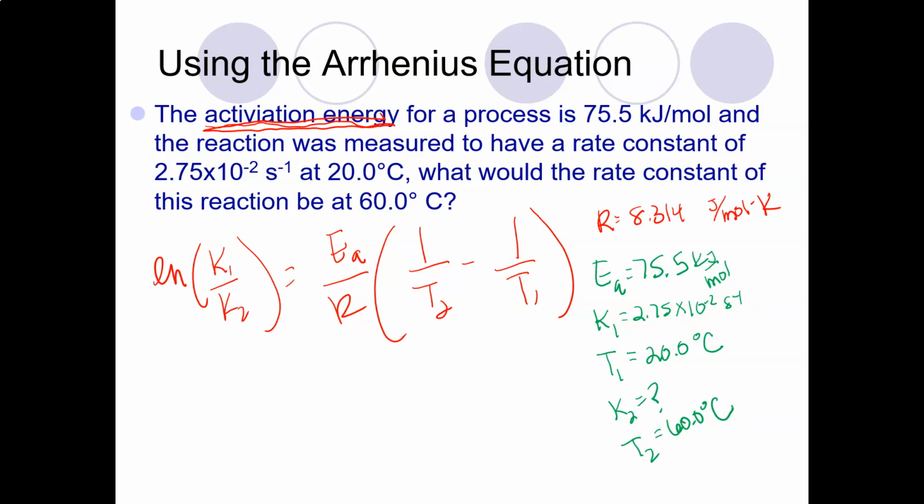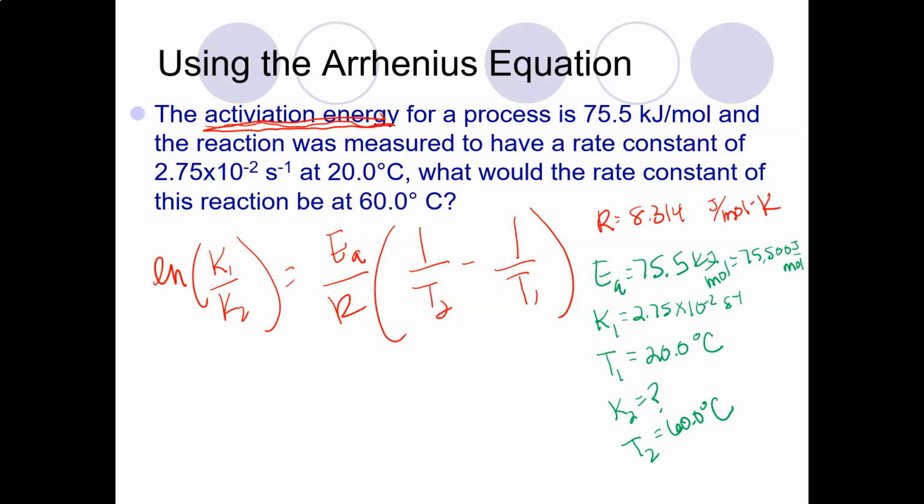Okay, so before we plop numbers in, let's look at our units and make sure everything's good to go before we put our numbers in. So R has the units joules per mole Kelvin. So let's look at all the other units. EA is in kilojoules per mole. That doesn't match. That needs to be in joules per mole. So I'm going to multiply it by 1,000 to convert kilojoules to joules. There are 1,000 joules in 1 kilojoule.